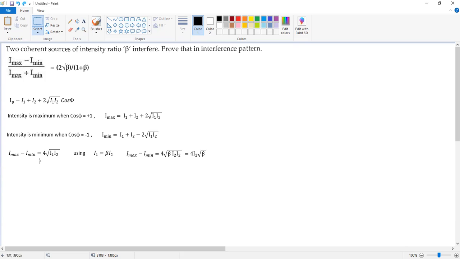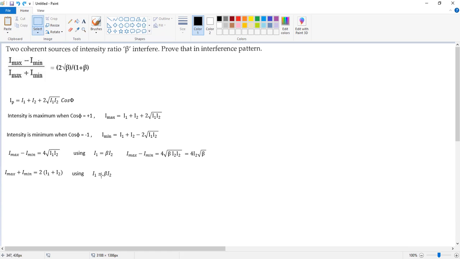So I max minus I minimum equal to 4 root of I1, which will go as beta times I2. So I2 will come out: 4 I2 times root beta. Same way you can find I max plus I minimum. When you add both, the negative and positive parts get cancelled. I1 plus I2 is repeated 2 times. So 2 times I1 plus I2.